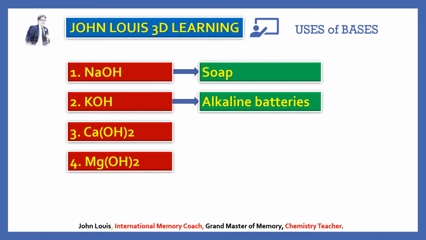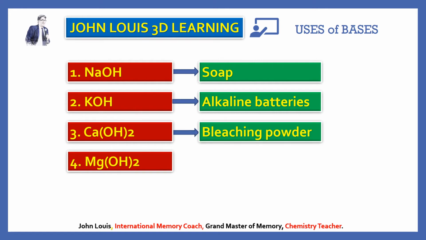And the third important base is calcium hydroxide. It is known as slaked lime. It is used in the manufacture of bleaching powder. For example, in the swimming pool, or for bleaching anything, we can use bleaching powder. So that bleaching powder is manufactured from what? Calcium hydroxide, that is slaked lime.